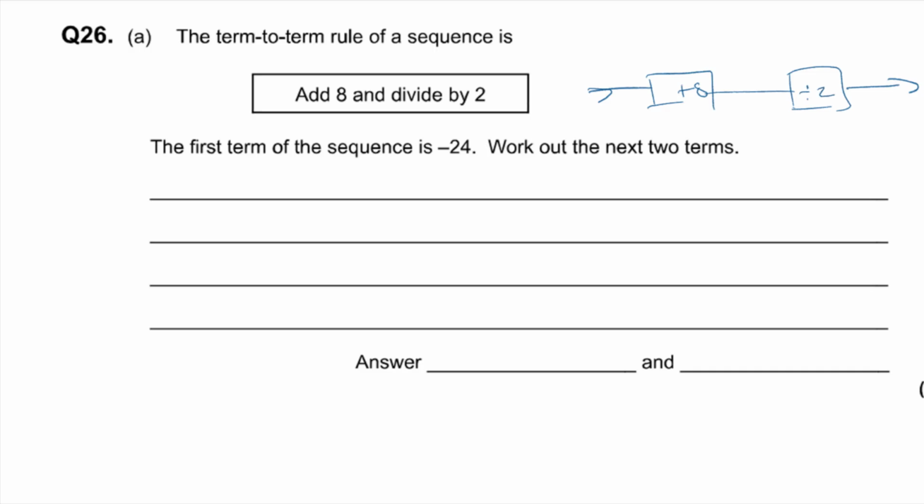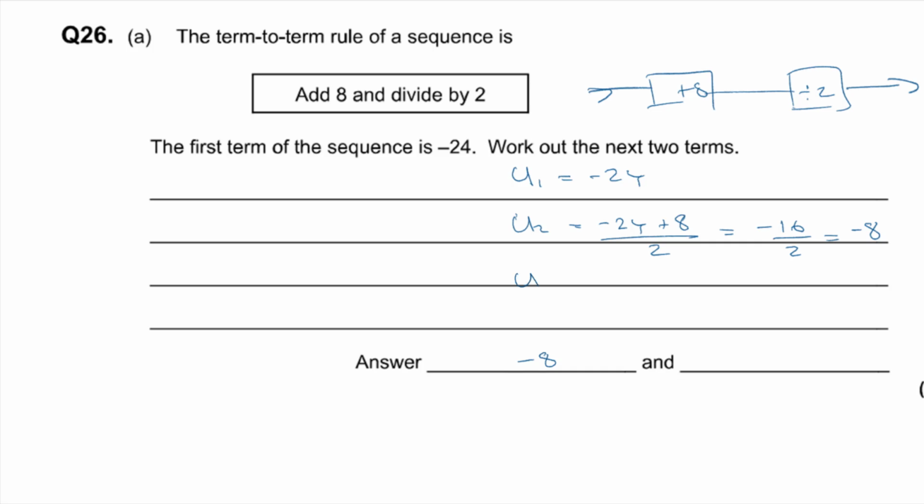So if our u1, the first term, is negative 24, and we feed that into the function, then u2 is going to be my value from u1, minus 24, but we're going to add 8 to it, and then we're going to divide everything by 2. So negative 24 plus 8, that is negative 16, isn't it? And negative 16 divided by 2 is negative 8. So the second term is negative 8.